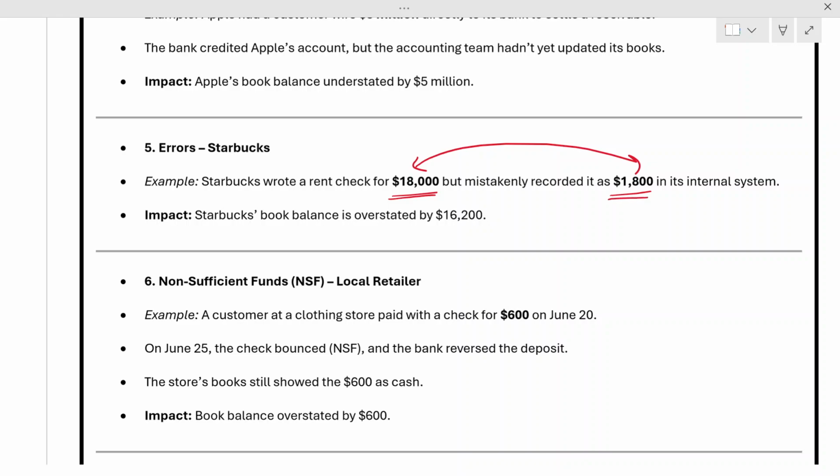So what exactly is happening? Their expense is looking lower by 16,200, right? When the expense is looking lower by 16,200, their book balance itself is looking higher. Why? When the expense is looking lower, the book balance will be shown as higher. So if they need to correct it, they show more expenses, and the balance will become corrected. So this is the case of an error.